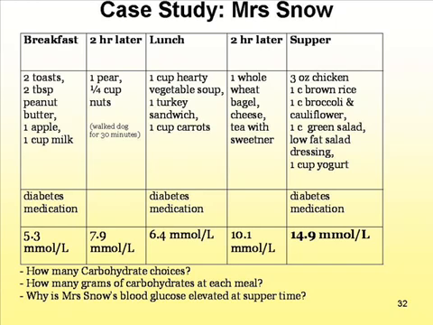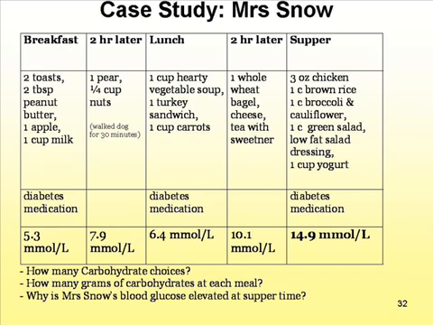And then 2 hours later, she wanted to know how her food was affecting her blood sugar. So she checked it 2 hours later. It was 7.9, and that's good. It's within target. She walked her dog for 30 minutes and ate a pear and a quarter cup of nuts.